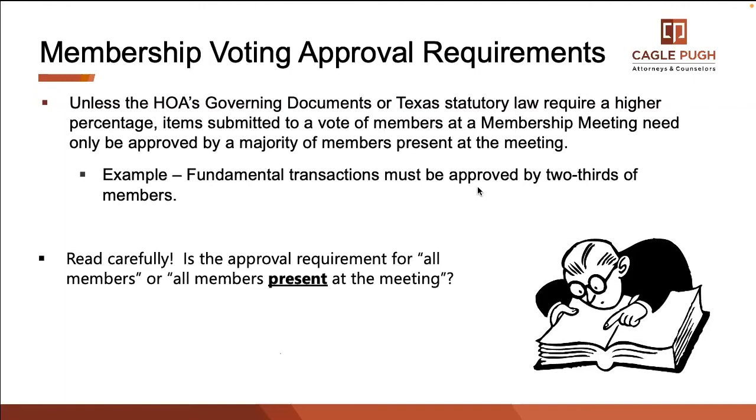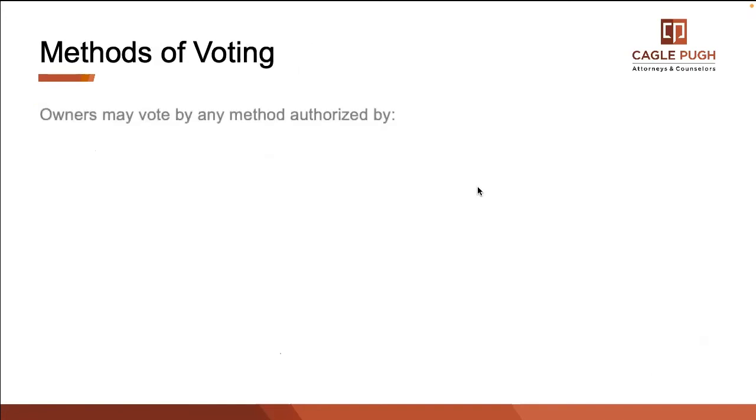But it's important to read very closely what the language is. A lot of times the language will say 2/3 of those present at a meeting where there's a quorum, which is a lot different than 2/3 of all the members entitled to cast a vote. And so it's important that you know what your thresholds are for whatever it is you're trying to do.